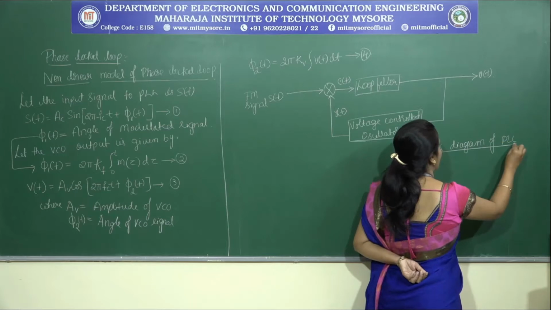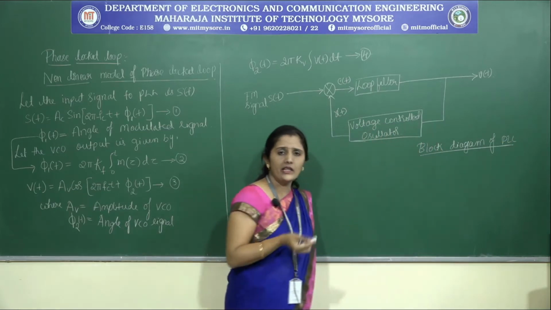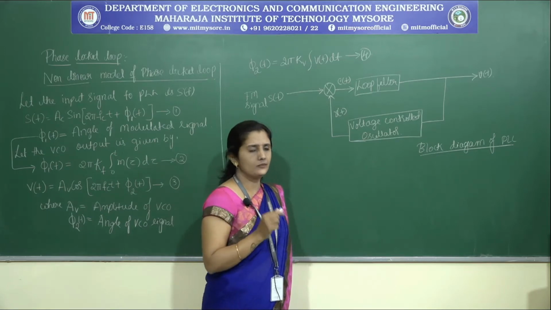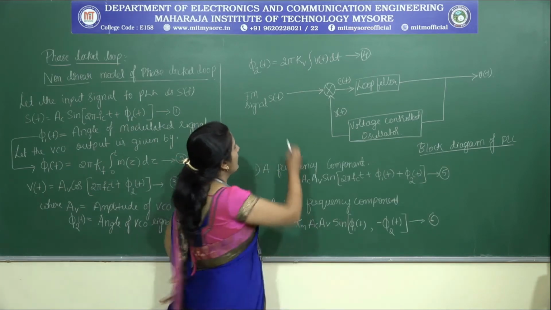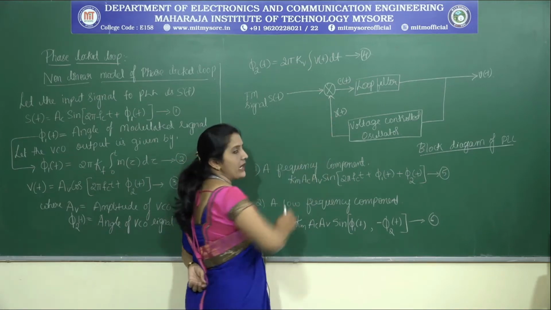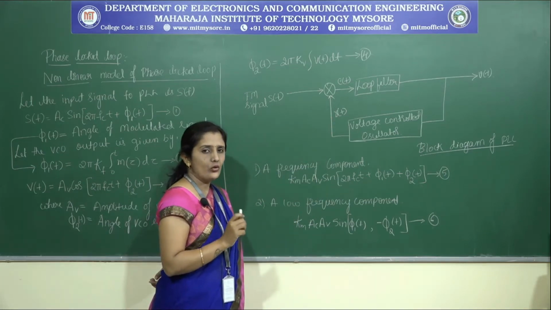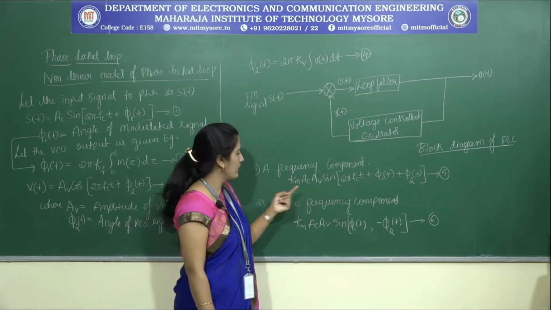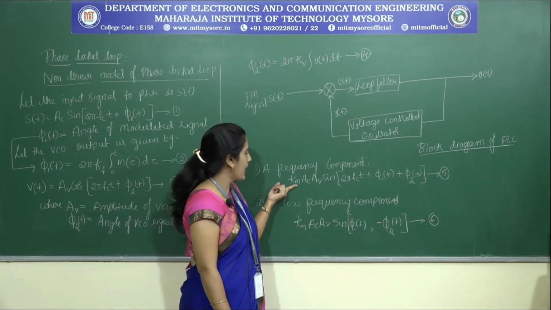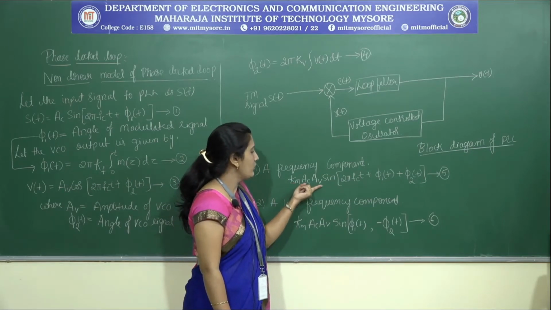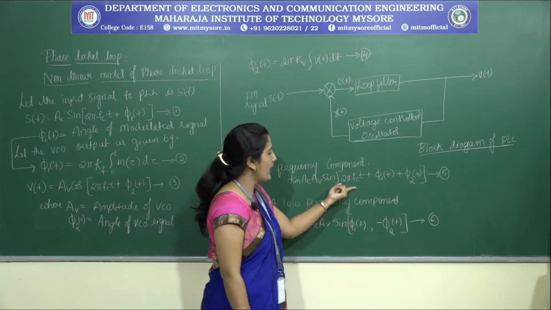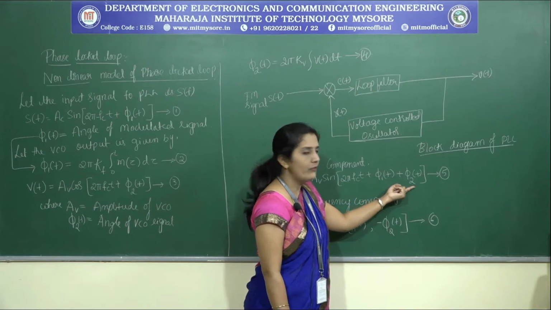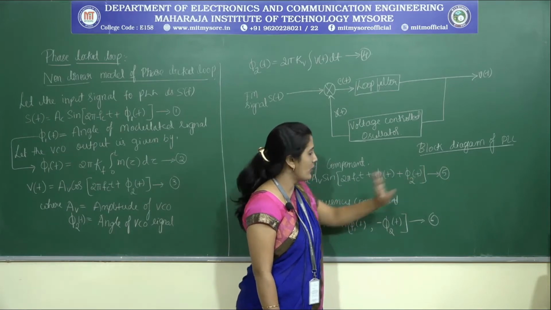Keeping this, let us find out what non-linearity term we get in this particular PLL. In the block diagram, when s(t) and r(t) are multiplied at the multiplier, we get two components. One is a high frequency component, which we represent as Km Ac Av sin(2 pi fc t plus phi 1 of t plus phi 2 of t). Let us consider this as equation number 5.